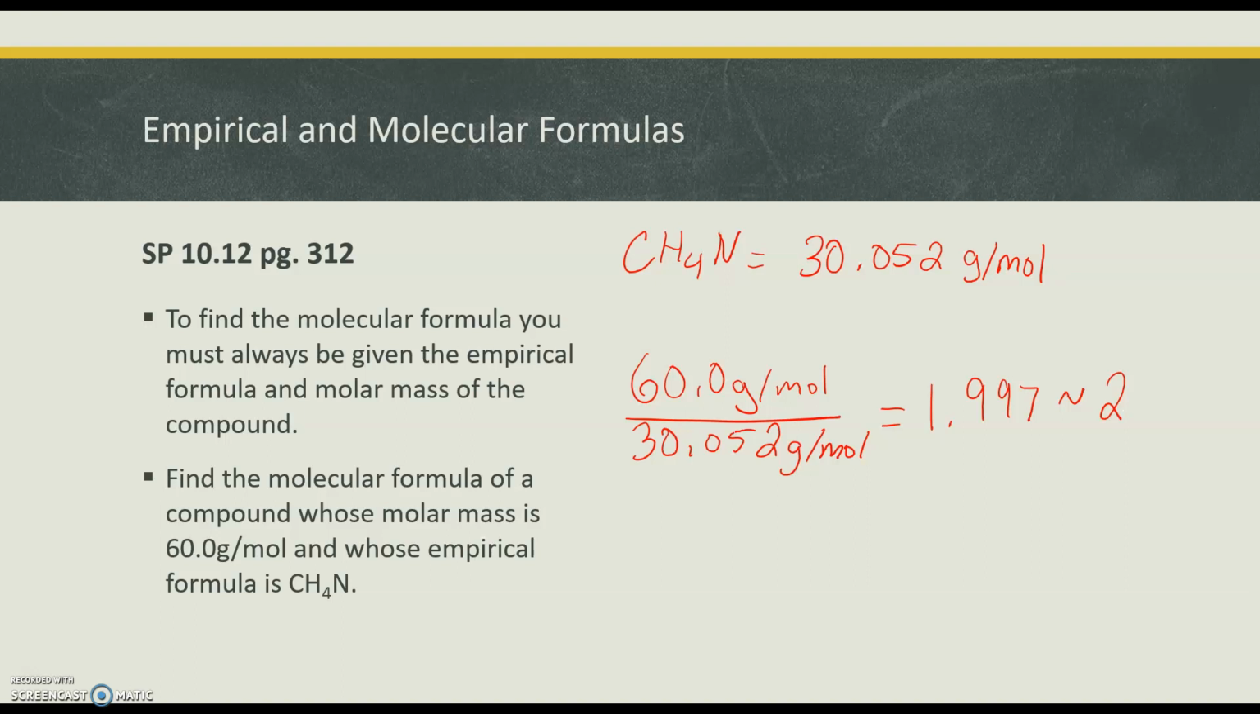Now that we have that whole number, we are going to multiply our empirical formula by the number 2. This will give us our molecular formula of C2H8N2.